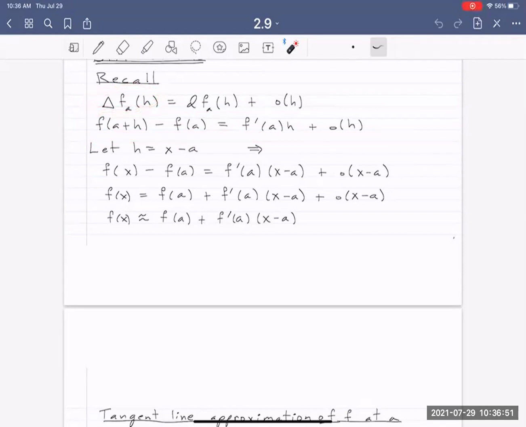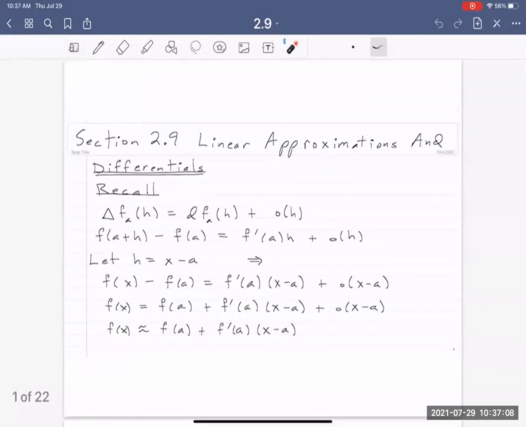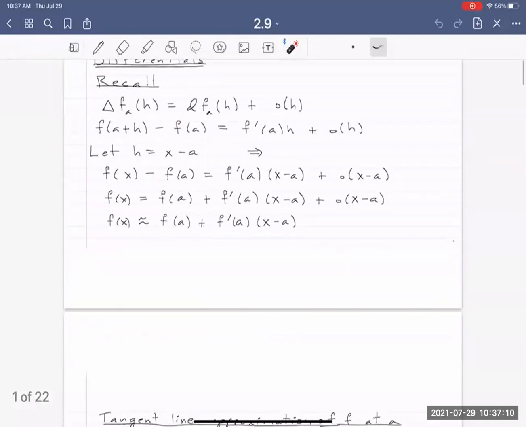If my function goes from the reals to the reals, then I can rewrite this in standard notation. Delta, the change in f, is f of a plus h minus f of a. And this is what's called the differential notation. So it is equal to f prime at a times h plus this little o of h.